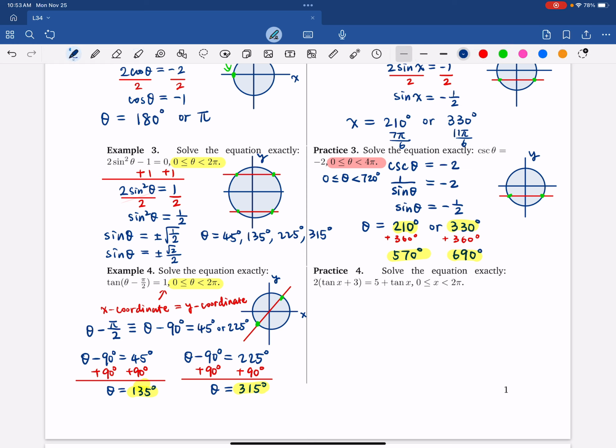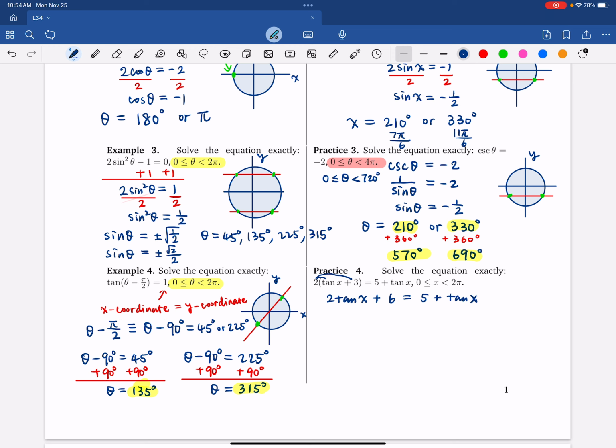Okay, practice 4, solve the equation exactly. So we have another tangent equation. So to solve this tangent equation, first we need to distribute on the left hand side. We have this parentheses. So let's distribute. I'm going to get 2 tangent of x plus 6 equals 5 plus tangent of x.